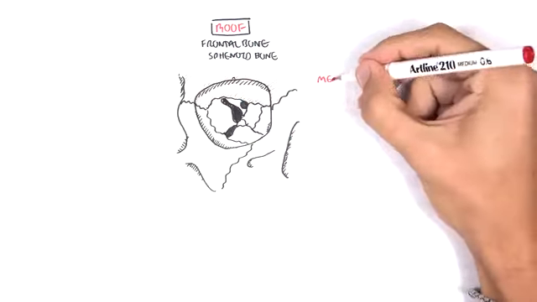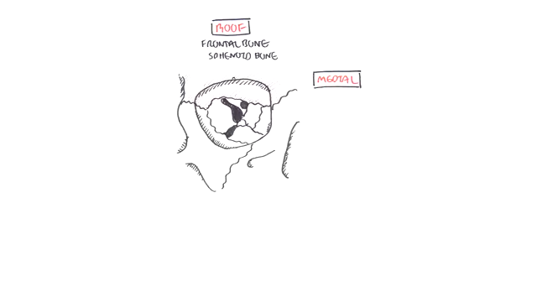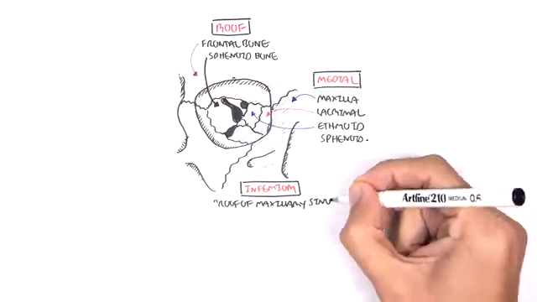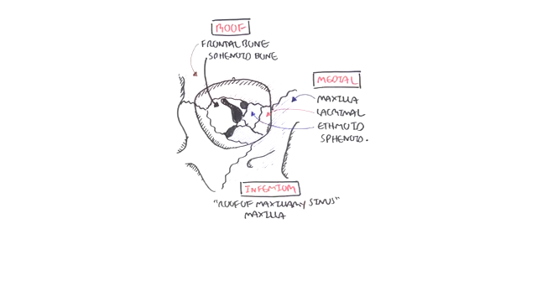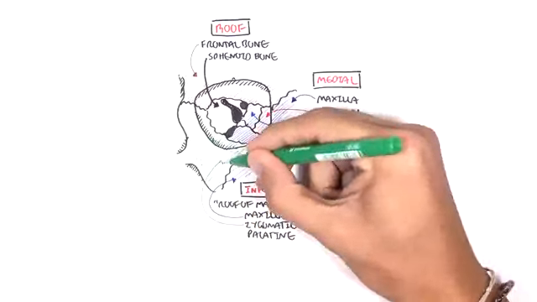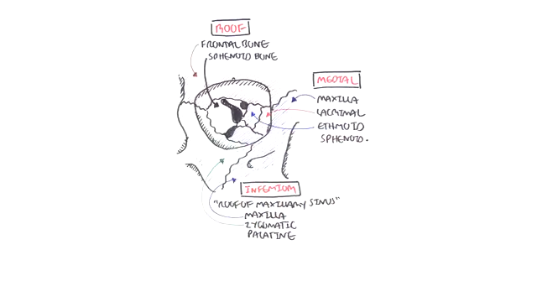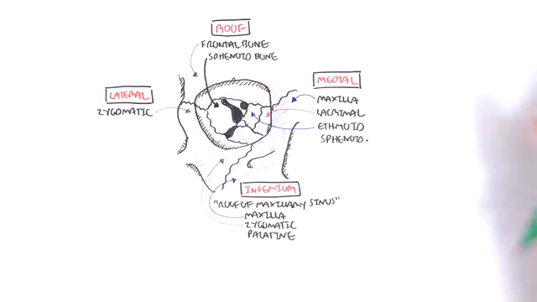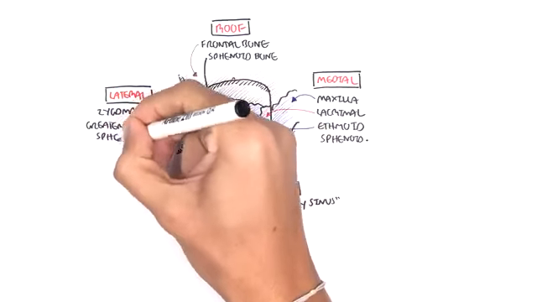The medial boundary, which is closest to your nose, is made up of mainly the maxilla, lacrimal bone, ethmoid, and a small part of the sphenoid, which is here, actually. The inferior border of the orbit is actually the roof of your maxillary sinus. It's made up mainly of the bones maxilla, zygomatic, and palatine. So here's your maxilla, zygomatic, and your palatine bones. The lateral border is made up of the zygomatic bone and the greater wing of the sphenoid bone.